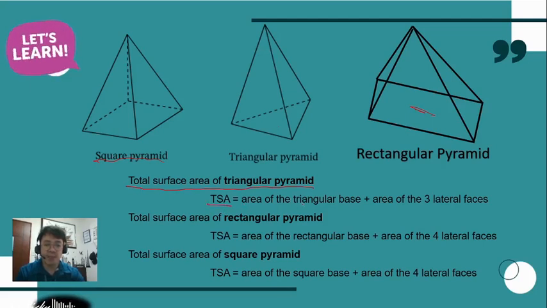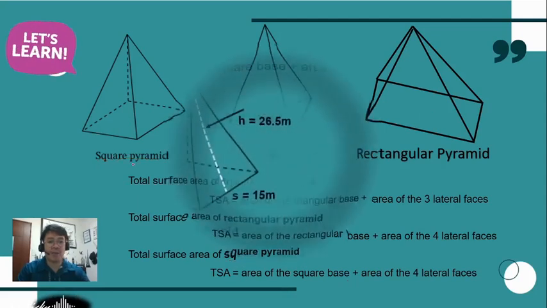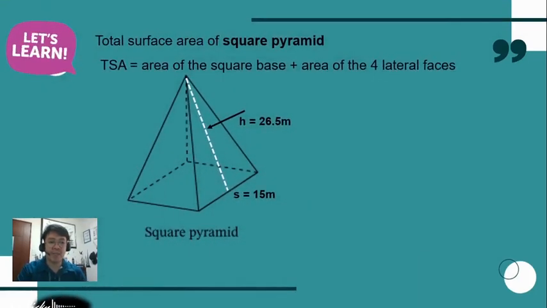So to get the total surface area of a triangular pyramid, we can just use this formula. TSA is equal to area of the triangular base, so area of this triangular base, then area of the 3 lateral faces. Okay, 1, 2, 3, that at the back. Then for the total surface area of a rectangular pyramid, TSA is equal to area of the rectangular base plus area of the 4 lateral faces. And then the square pyramid, TSA is equal to area of the square base and area of the 4 lateral faces. So let's try how to compute the area of a square pyramid. Okay, let's say for example, this is a square pyramid.